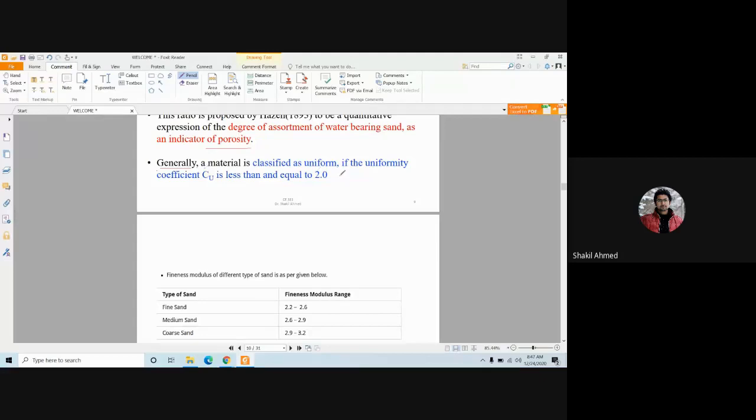So, uniformity coefficient, if it's less than or equal to 2, then we can tell that it's uniform. And if a soil particle is uniform, that means there is a high degree of porosity, right?